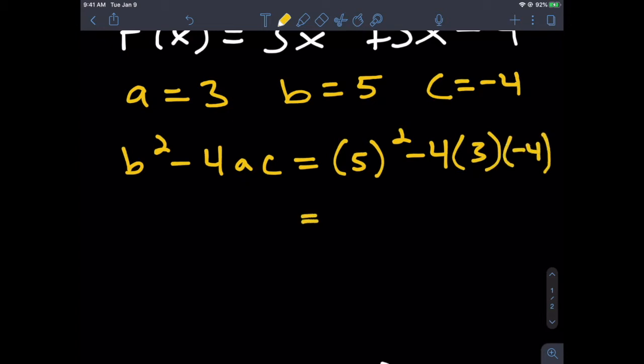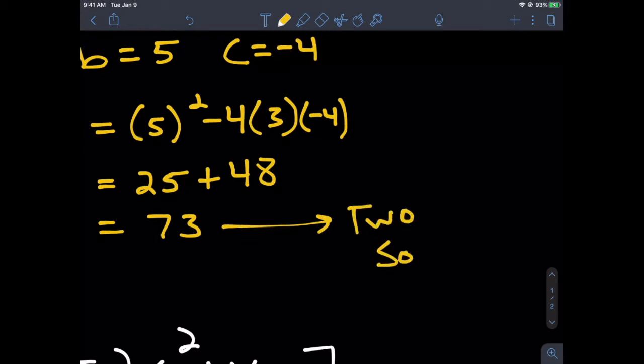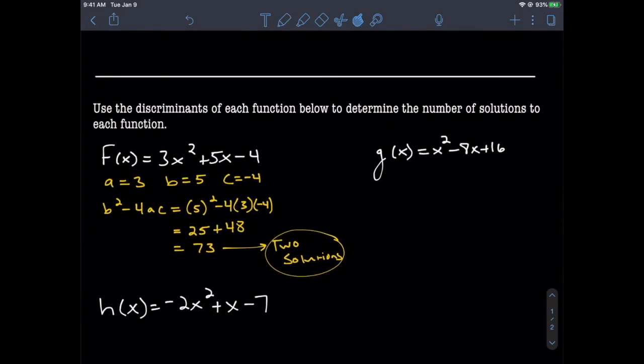We go ahead and we evaluate this. 5 squared is 25. Negative 4 times 3 times negative 4 is positive 48. You put those two things together, you get 73. Now remember, we don't care that this is actually 73. We care that it's positive, because positive tells us that there are 2 solutions. Fast enough for you? Why don't we go ahead and take a look at another example.